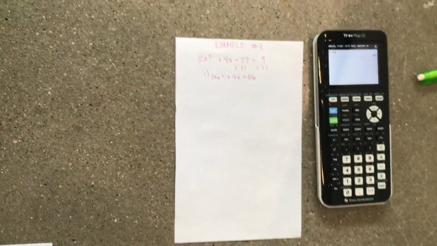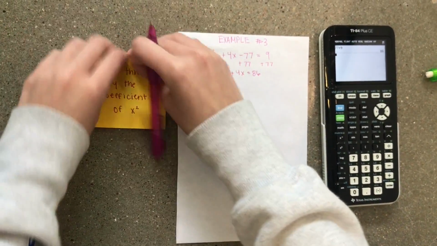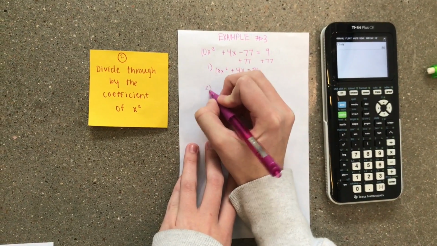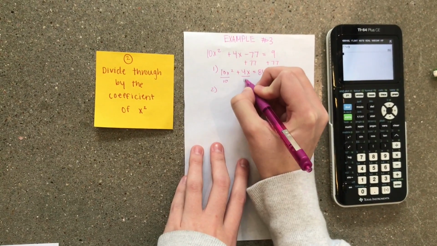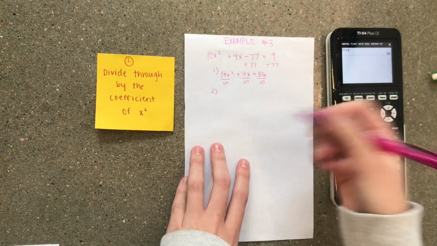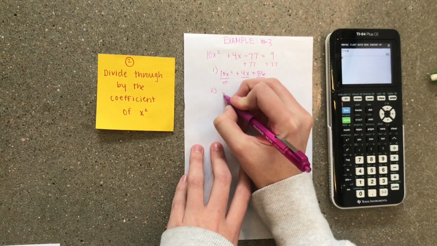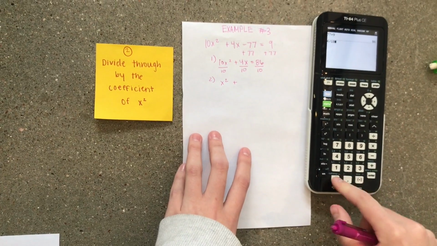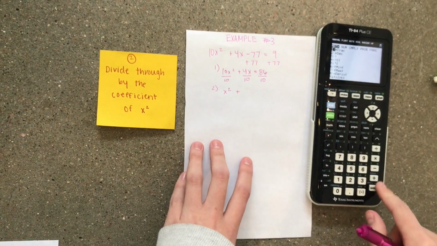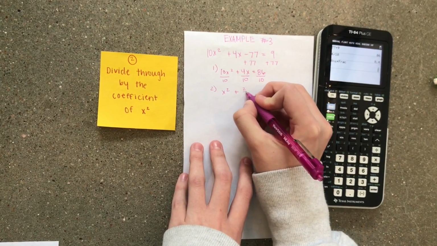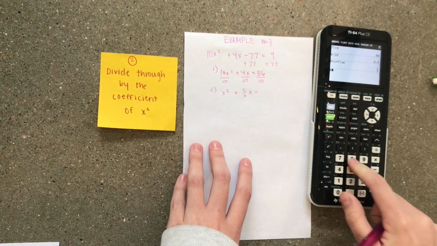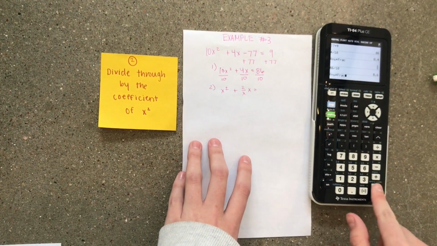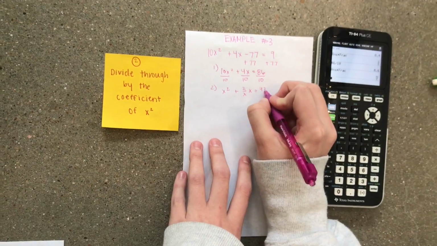Okay, so step 2, we are dividing through by the coefficient of x squared. So for step 2, we are going to be dividing by 10 through each term. So 10 divided by 10 is obviously 1, so we get x squared. And then plus 4 divided by 10, let's make that into a fraction, we get 2/5, so 2/5 x, and then 86 divided by 10, let's make that into a fraction as well, we get 43/5.